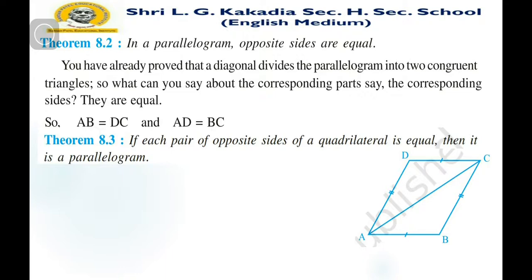Here you can see that if we draw diagonal AC, then AC divides the parallelogram into two congruent triangles, as we have proved in theorem number 8.1. So AD is equal to BC, AB is equal to DC, and AC is common to both triangles. By the SSS rule, we can say that both the triangles are congruent.